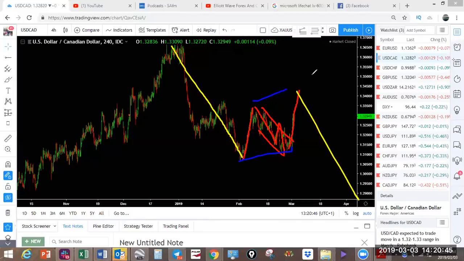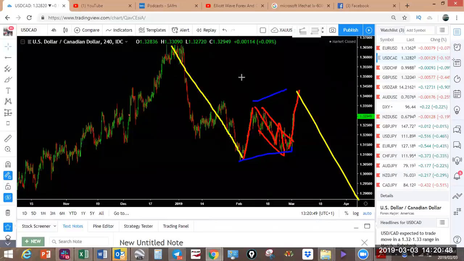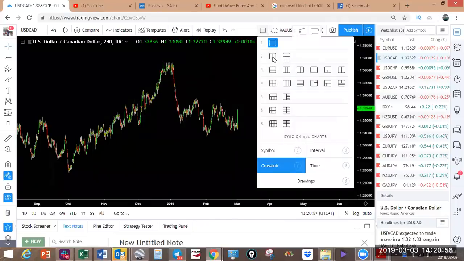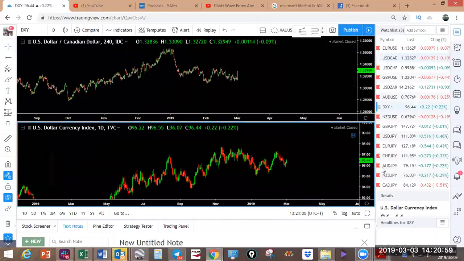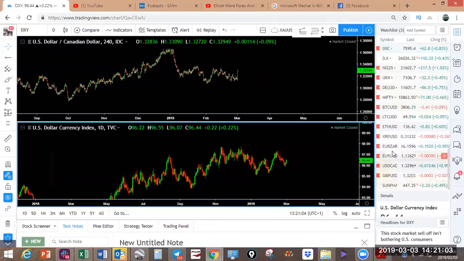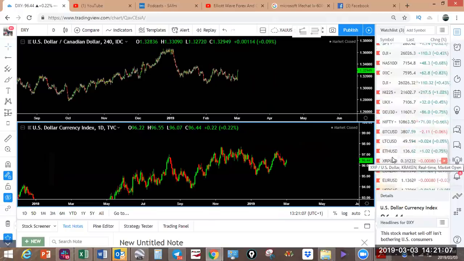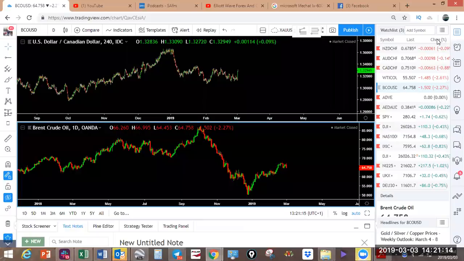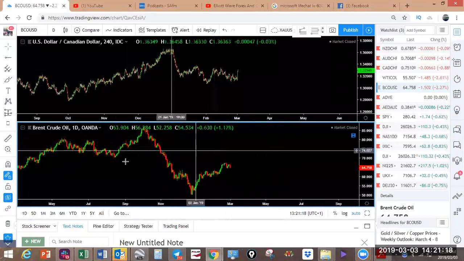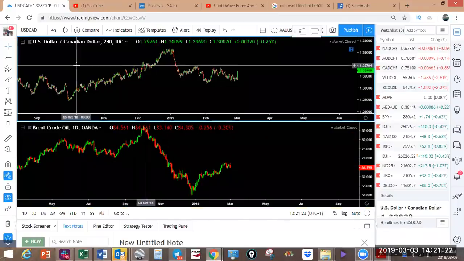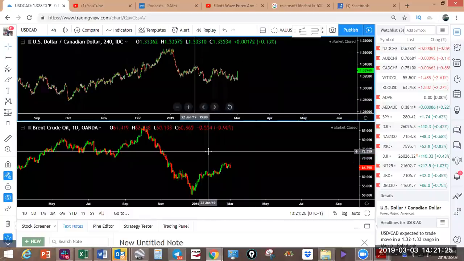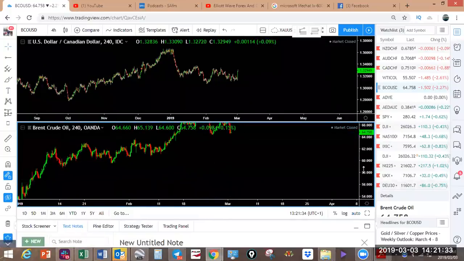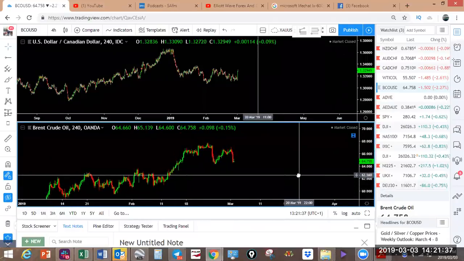All right, so today I'm going to look at oil with the US dollar CAD, because there's a clear correlation between oil and US dollar CAD. So let's bring oil at the bottom. I'm going to bring Brent crude. Up top here is US dollar CAD. At the bottom, I want crude in the 4-hour. Okay, so this is what we're looking at.